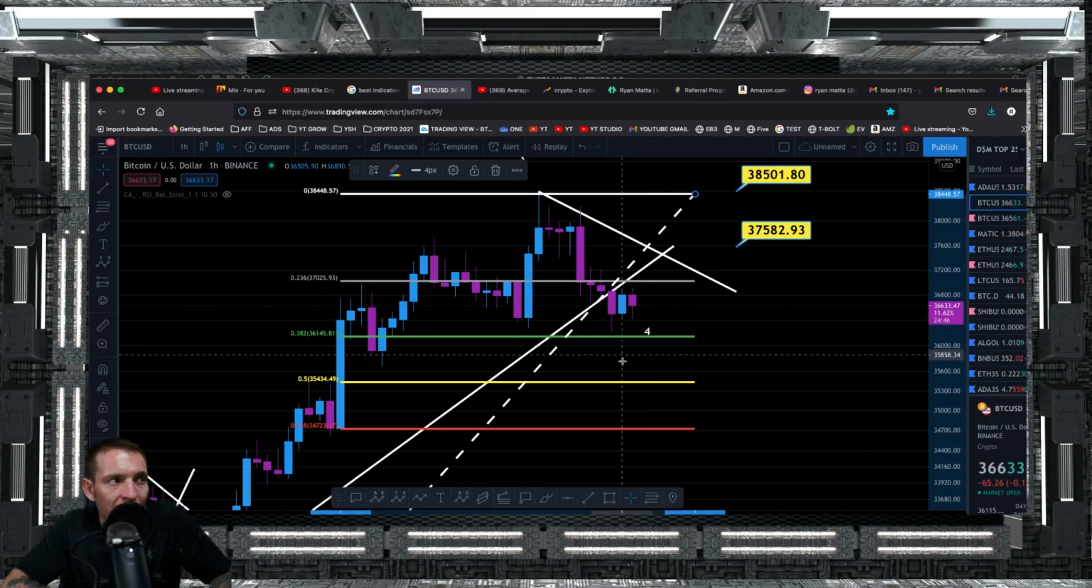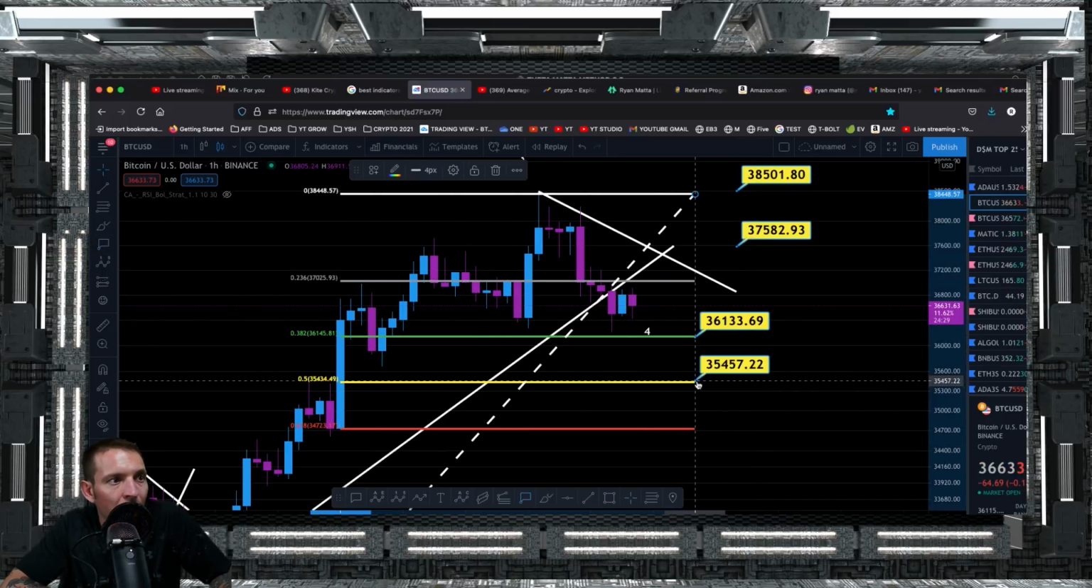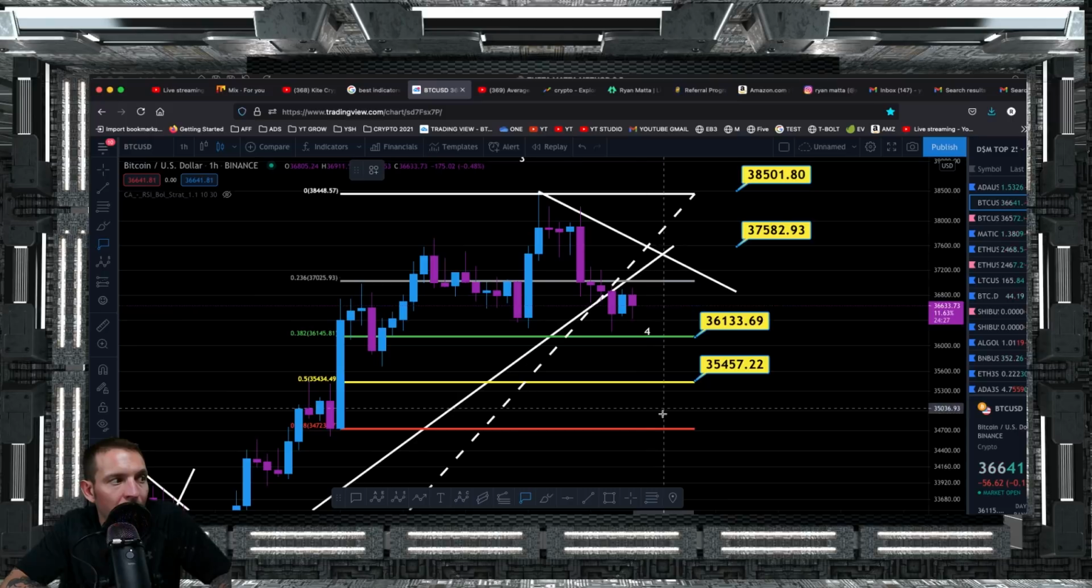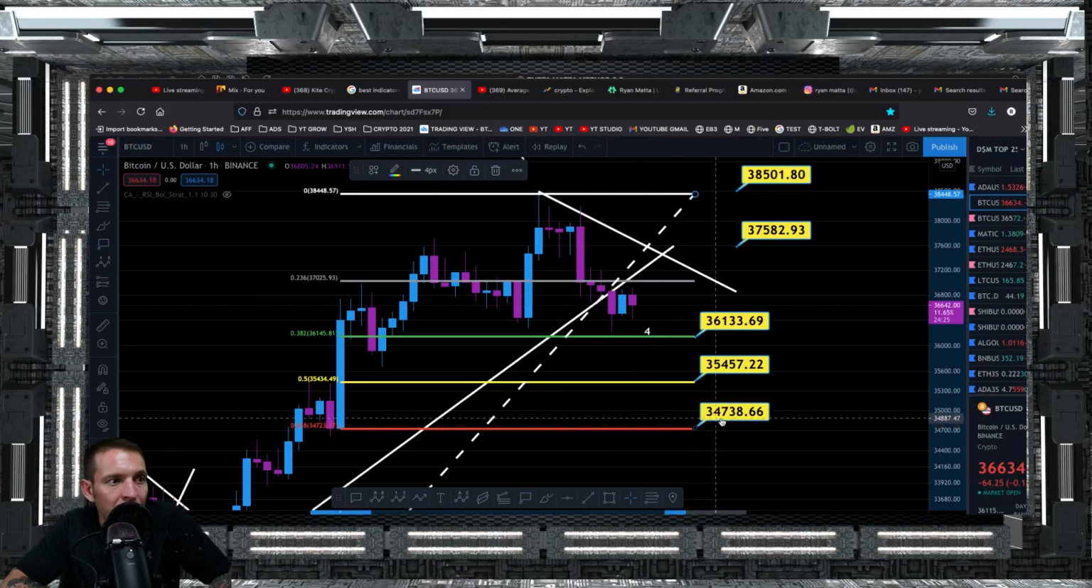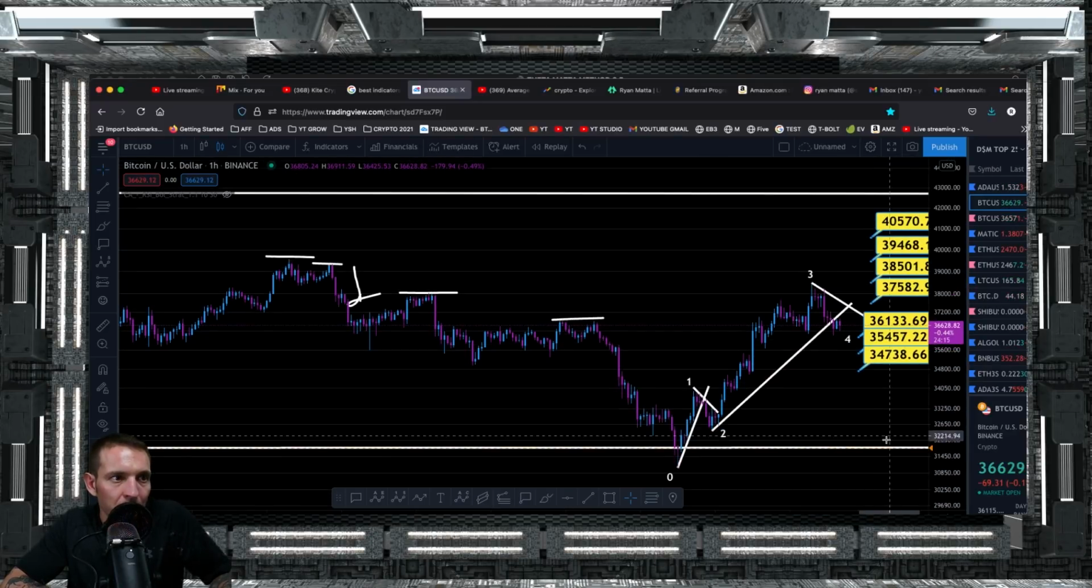As soon as it drops down again, if it does not push right up to the upside, I think you're going to see a lot of people panicking and trying to get in, thinking Bitcoin's going to crash. Bitcoin can now go down to here, find support, and go down here and find support, or it could go as low as 34,738.